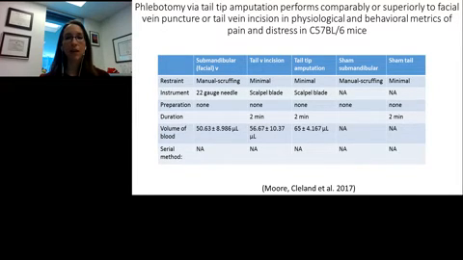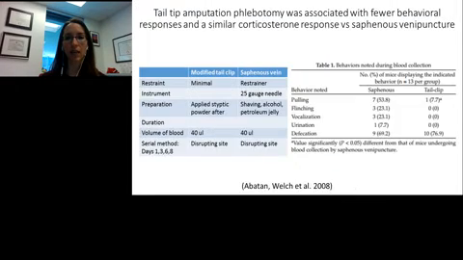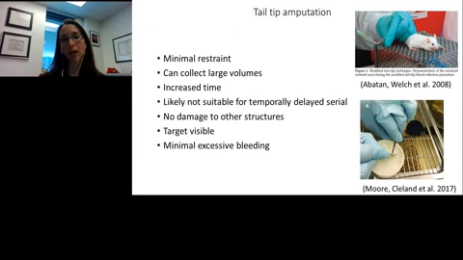And we thought it was important to point out that it is a different technique. Usually people are removing up to 5 millimeters of tail for genotyping, versus we were just removing, as we can see in the lower image here, just the very, very distal 1 or 2 millimeters.